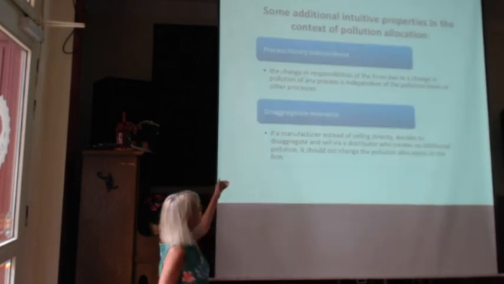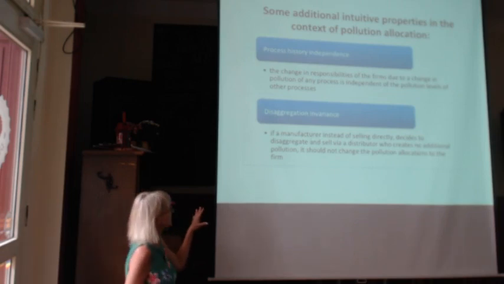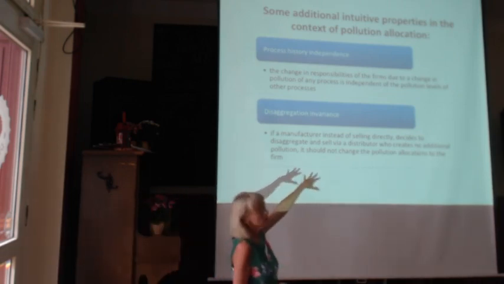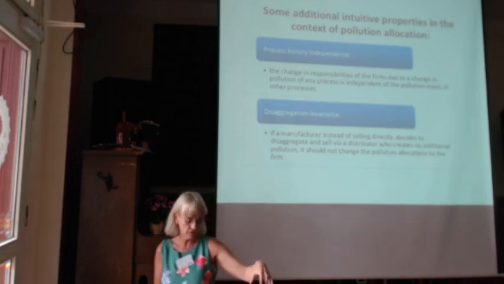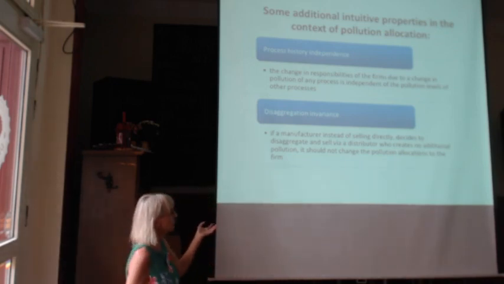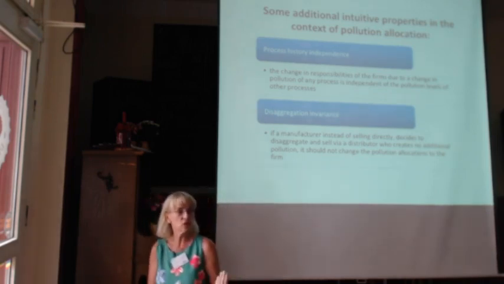And the second one is that sometimes firms can come up with, let's say, a distributor, a new business entity that doesn't actually do anything in terms of pollution, but can be used to reduce the allocation of emissions.